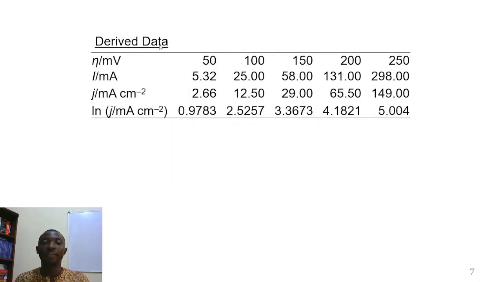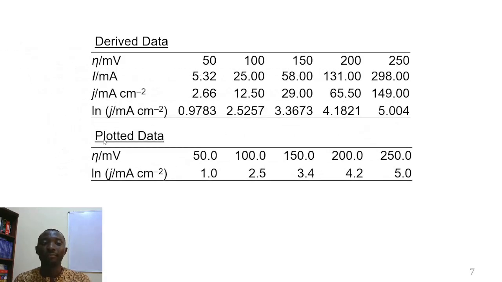This is the derived data of our potential values and current values. What we really need is the exchange current density, not the current itself. So we divide the various currents by the area of the electrode, which is 2 centimeters squared. If we divide 5.32 by 2, it gives 2.66. We do the same thing here, it gives 12.50. We do the same thing here, there, and there. We obtain the values. Next, we take the natural logarithm of these values and obtain values to 4 decimal places.